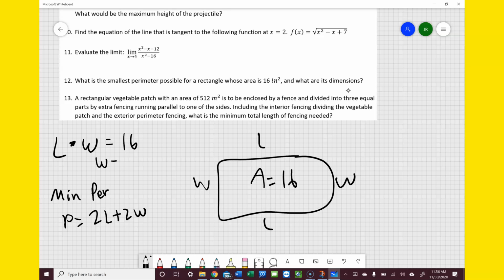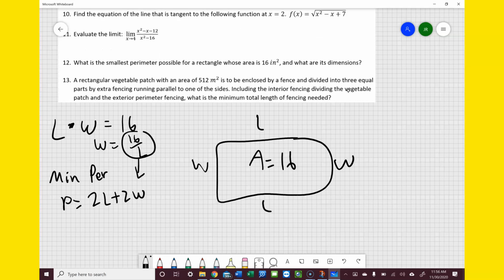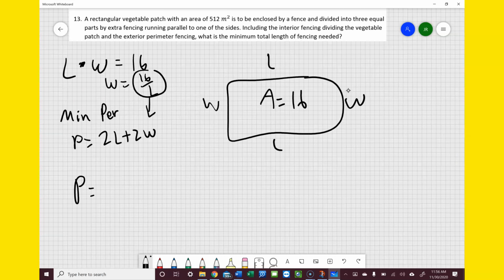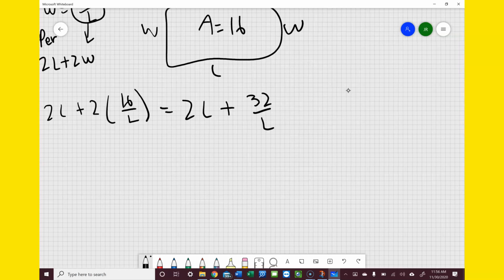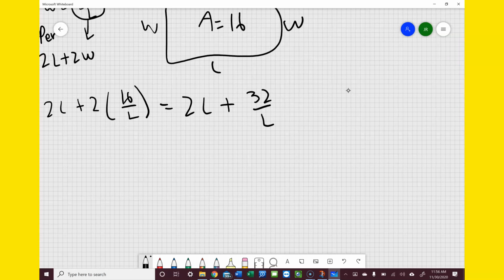So maybe I say W equals 16 over L, and I plug that in for W, so that P equals 2L plus 2 times 16 over L, which is 2L plus 32 over L. And then I could graph that, or I could take a derivative of it. I think I'm going to go ahead and make it into one fraction. I don't know if that'll be easier or not, but I just kind of feel like it might make it easier. So I'm just going to try it.